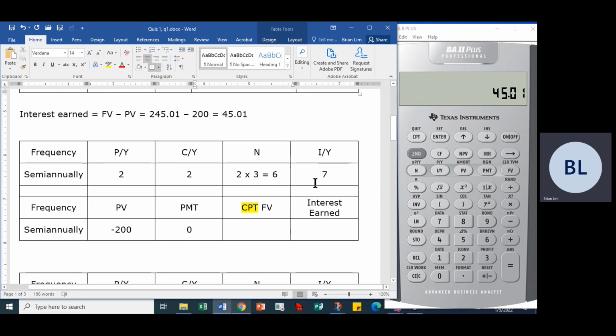All right, now if we wish, now let's go. Let's enter these values again, PY, CY, and so on.